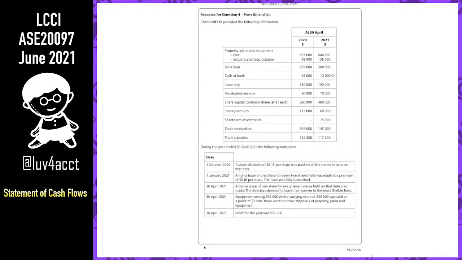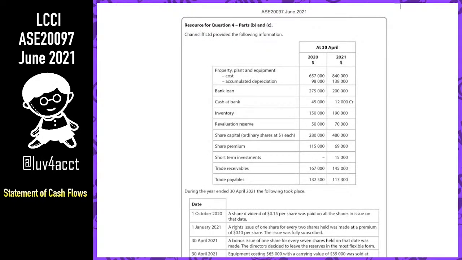Statement of cash flows. We are given the opening and closing balance of the company Chancliff Limited. So property, plant and equipment, bank loan, cash at bank, inventory, revaluation reserve, we have to be careful. And we have share capital increased, share premium, a decrease in the share premium. Short-term investment 15,000 from nothing to something, and then trade receivable, trade payables.